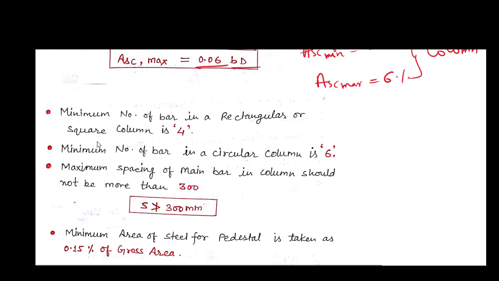Again, there are some points: the minimum number of bars in a rectangular or square column is 4. So you have to provide a minimum of 4 main bars in a rectangular or square column. For a circular column, it becomes 6. The maximum spacing of main bars in a column should not be more than 300 mm. So here we have defined the maximum spacing.